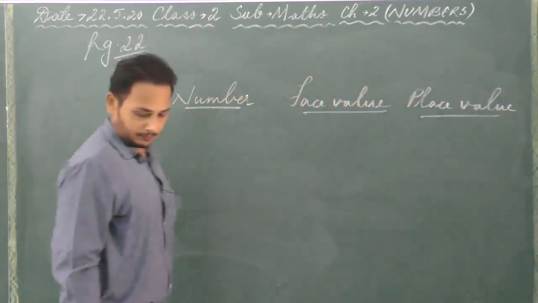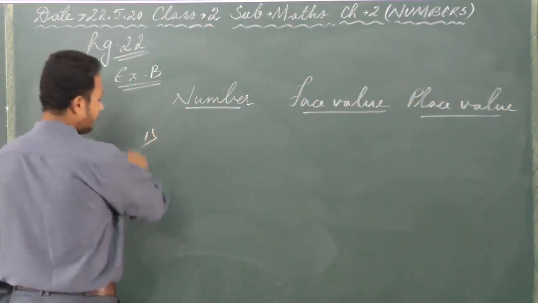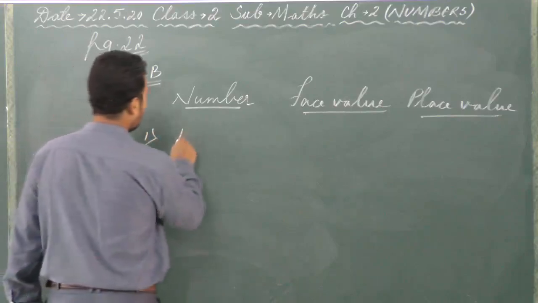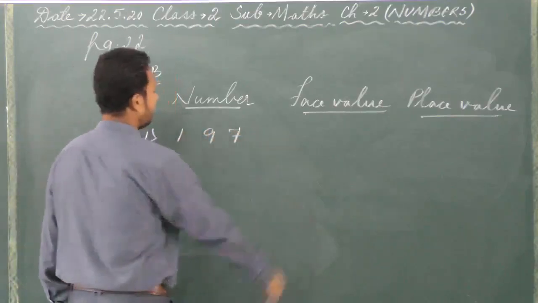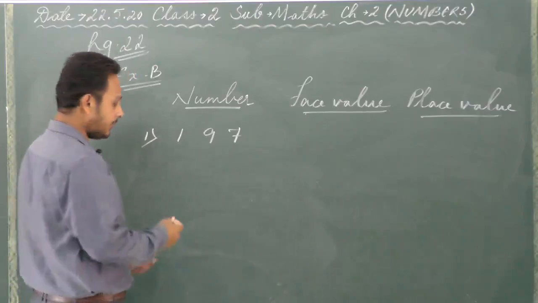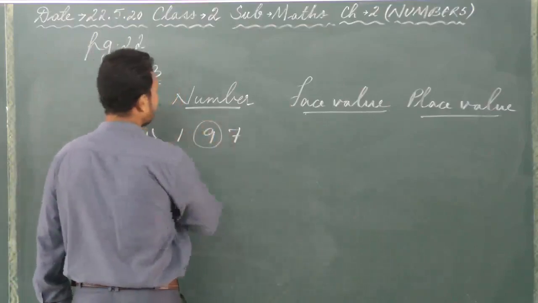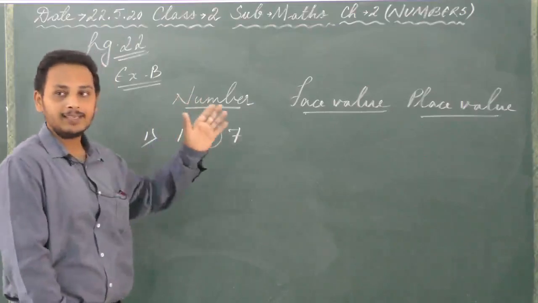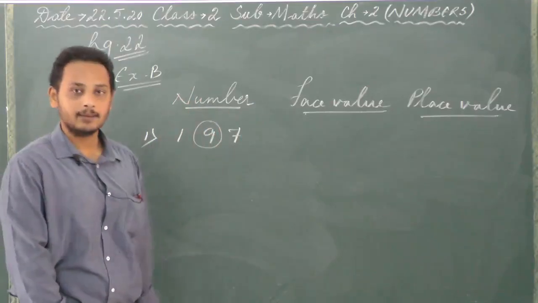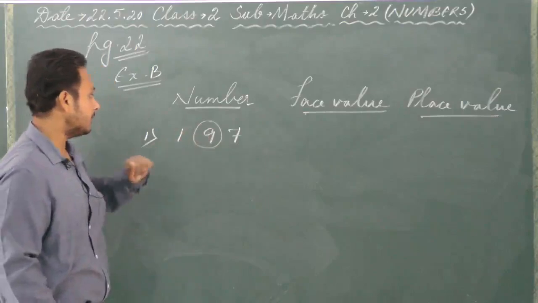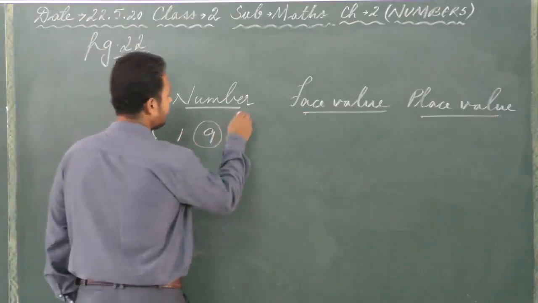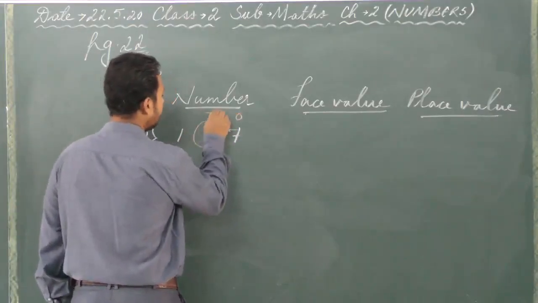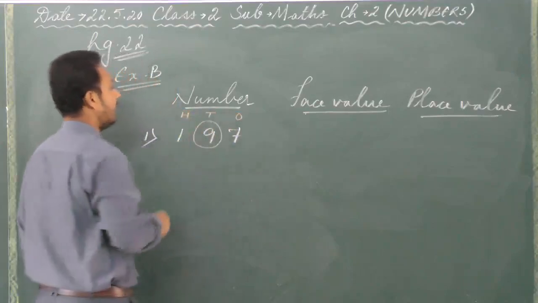The first number is number 1, that is 197. And what is circled over here? 9. So whichever numbers are circled or underlined, always you have to find the place and face value of that number. We have 9 here. Now as you can see, 7 is in the ones place, 9 is in tens, and 1 is in hundreds.